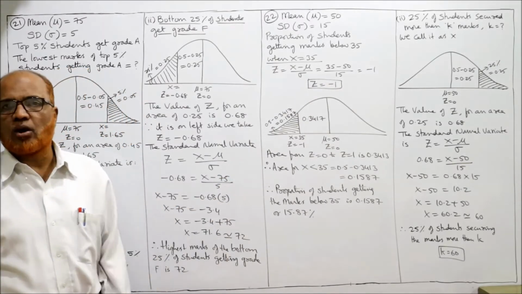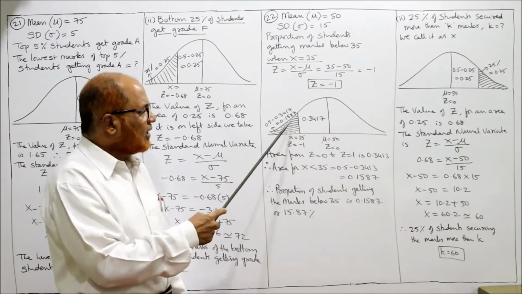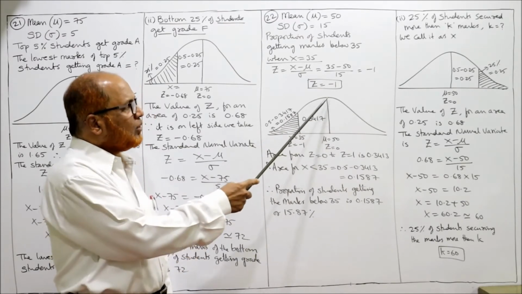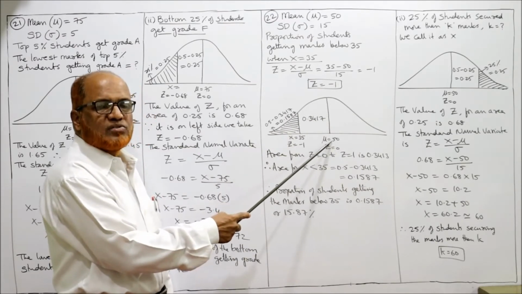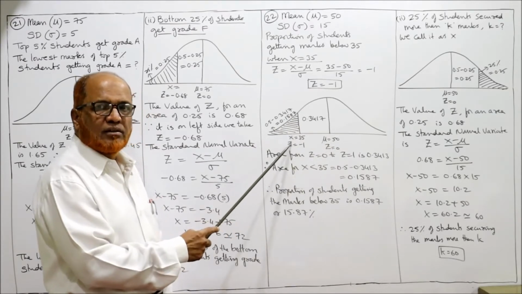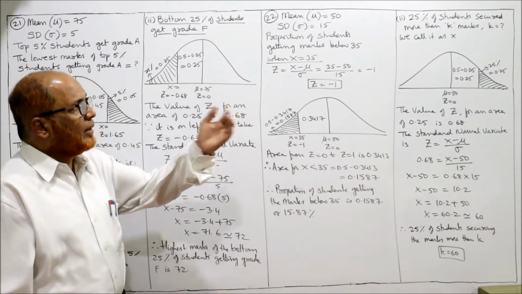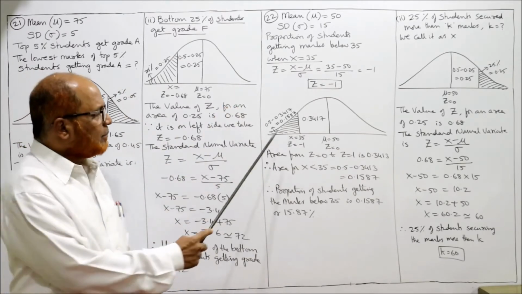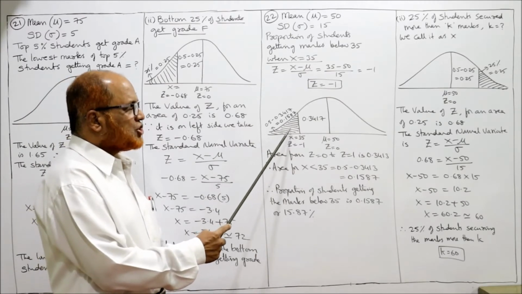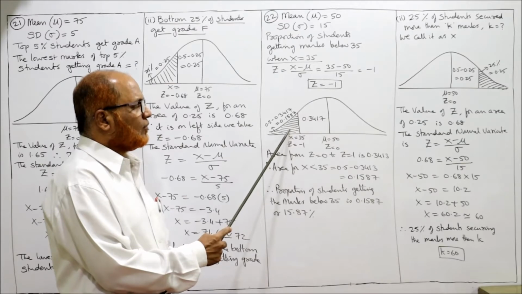Now we draw the normal curve. Less than 35 is asked, so I am taking the left side, because mu is 50 and 35 is less than 50. That's why I have taken the left side. Now, the proportion of students getting below 35 means this shaded area. This is what we have to find out.